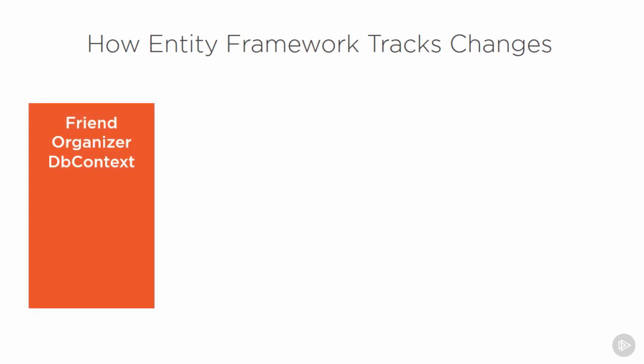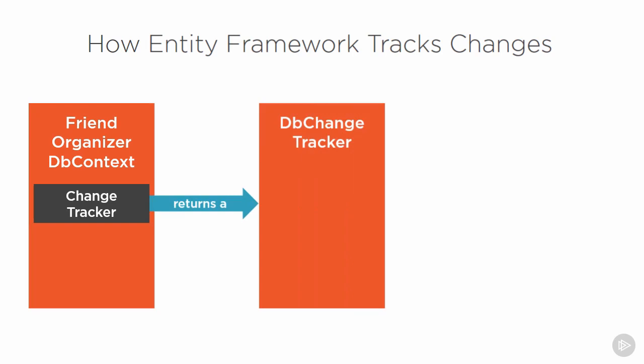In the Friend Organizer application, we have created a FriendOrganizerDbContext. Such an Entity Framework DbContext has a ChangeTracker property. This ChangeTracker property is read-only and it returns a DbChangeTracker instance. A DbChangeTracker has a HasChanges method that returns true or false based on the fact if the entities have changes or not. So all the entities that you have loaded over the context are tracked by the DbChangeTracker. Beside the HasChanges method, the DbChangeTracker has also an Entries method.